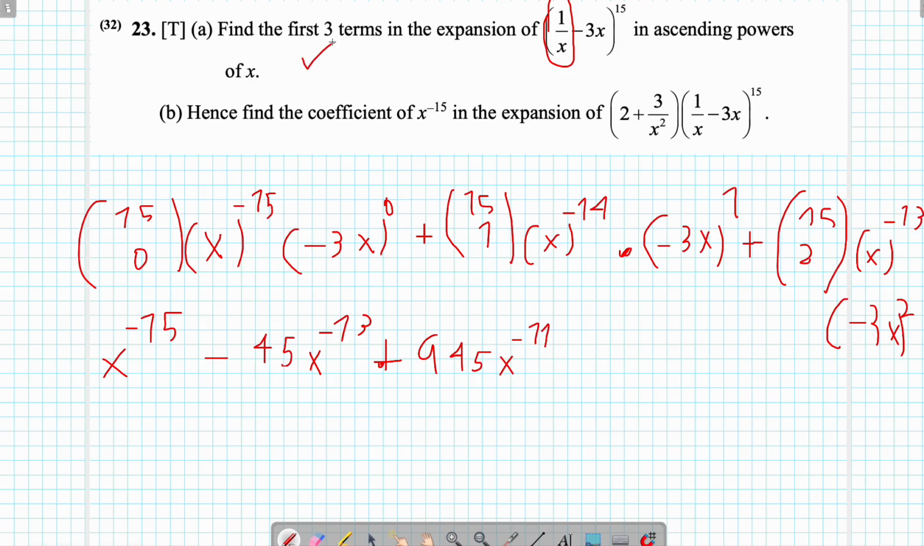And then find the coefficient of x to the negative 15 in the expansion of 2 plus 3 over x squared. So we're going to multiply it by the equation we have here, 2 plus 3 over x squared. Let me erase all of this.